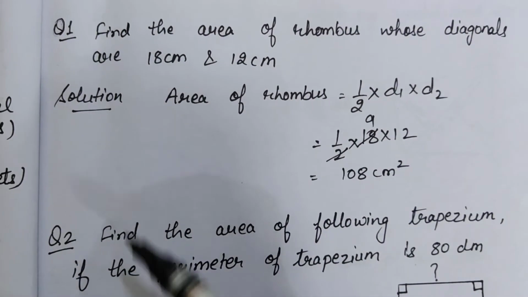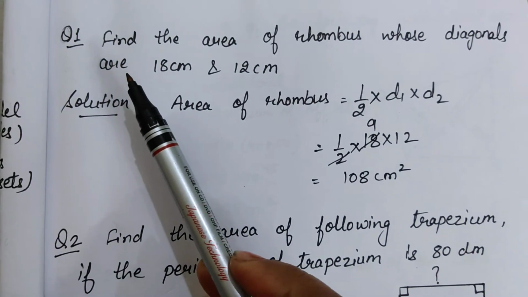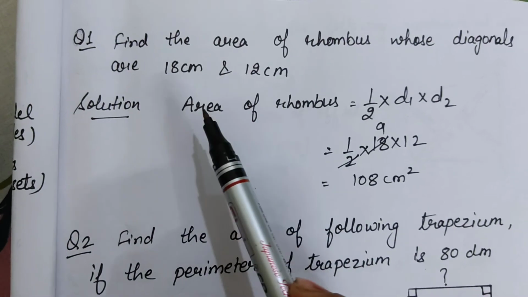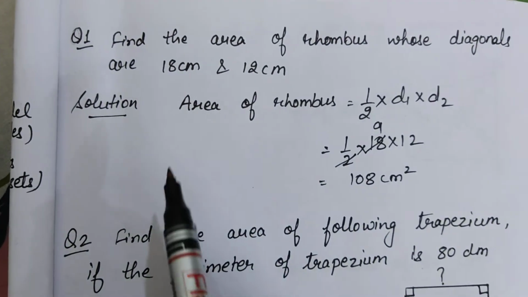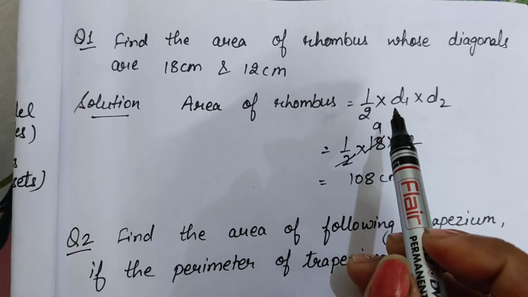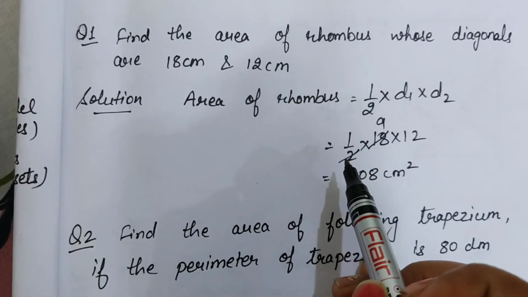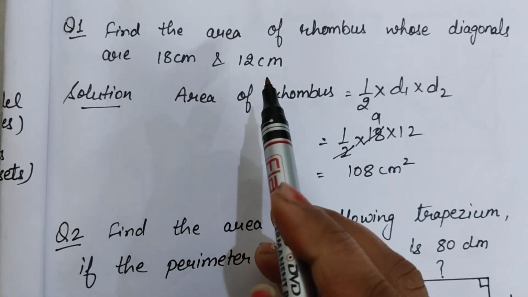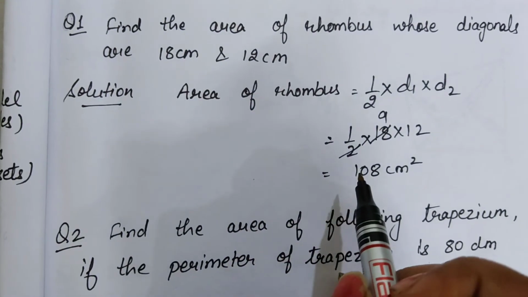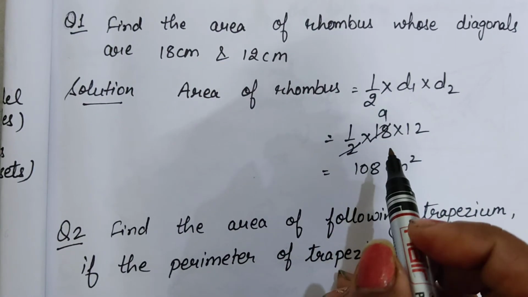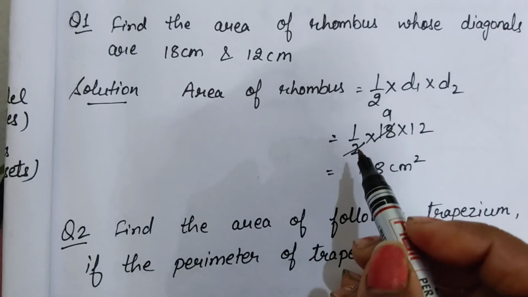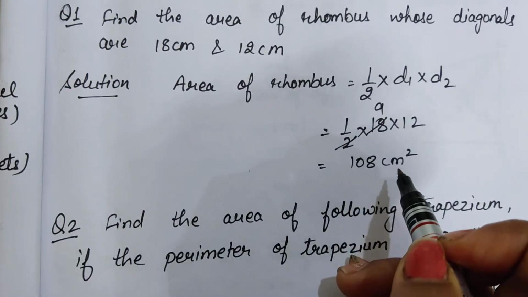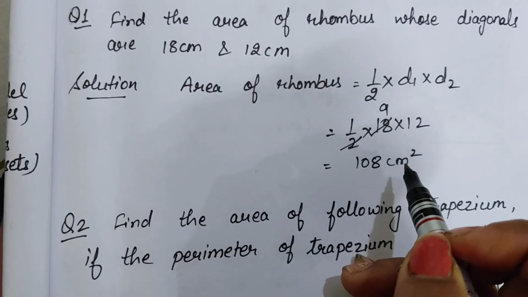Few questions from the exercises. First question is, find the area of rhombus whose diagonals are 18 cm and 12 cm. So we use the formula of area of rhombus, half into d1 into d2. So half into 18 into 12, because 18 and 12 are both the diagonals of this rhombus. Put the values in this formula, solve it. 2 9s are 18 and 9 12s are 108. So this is 108 centimeter square.